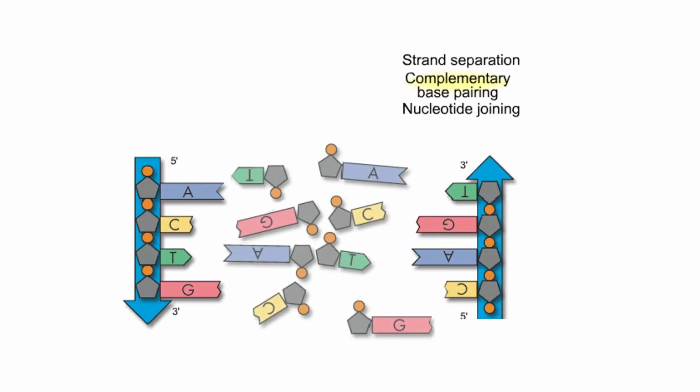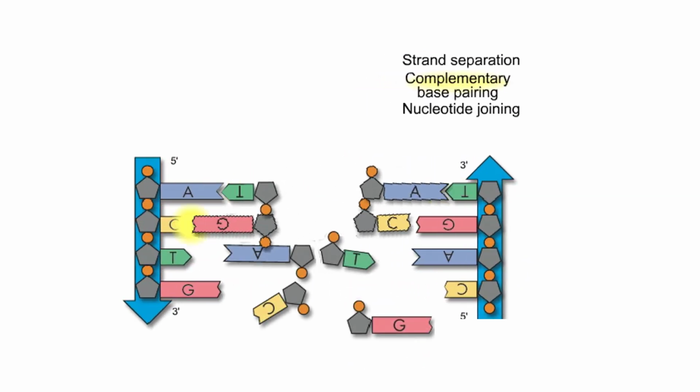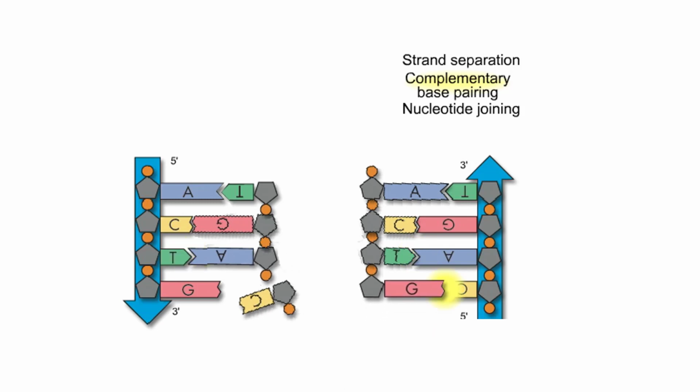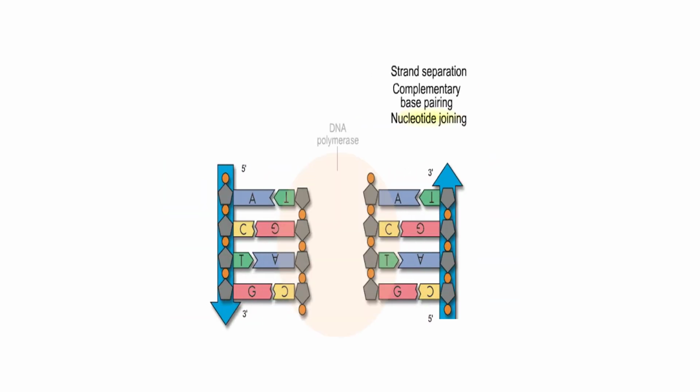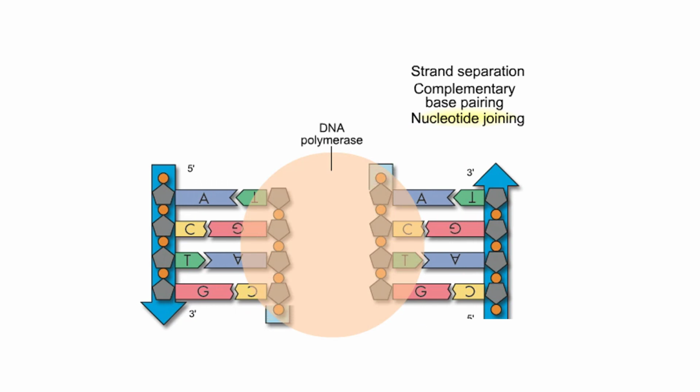In complementary base pairing, the unpaired bases on each of the DNA strands form hydrogen bonds with the complementary bases of free nucleotides that have diffused into the area. Regardless of whether the base is on the parent strand or free nucleotides, adenine binds only with thymine, and guanine binds only with cytosine.